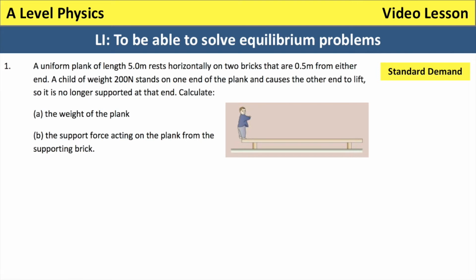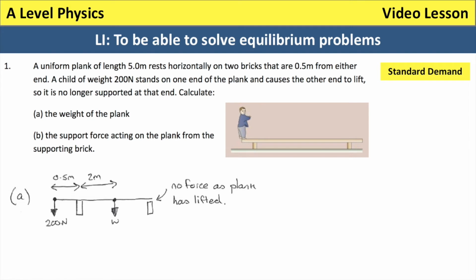As always with a moments problem like this, I would draw it out. What is worth noting in this case is that although the diagram makes it look as though this is a 2 support problem, it actually isn't. Because that child has made the other end lift, the far support is no longer in contact with the plank of wood. So when we draw it out, we only have the one pivot point.